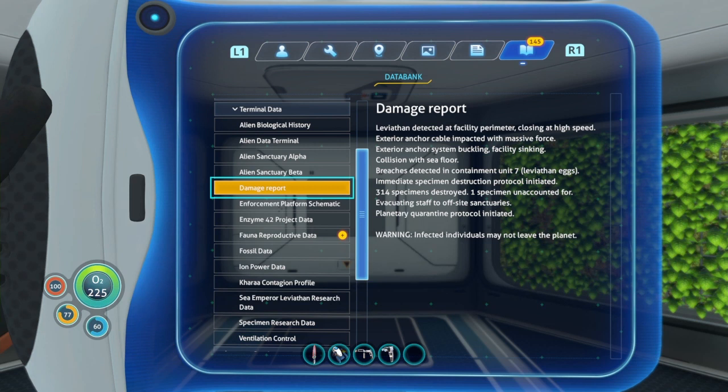Damage report. Leviathan detected at facility perimeter, closing at high speed. Exterior anchor cable impact with massive force. Exterior anchor system buckling. Facility sinking. Collision with sea floor. Breaches detected in Containment Unit 7, Leviathan eggs. Immediate specimen deconstruction protocol implemented. 314 species destroyed, 1 species unaccounted for. Evacuating staff to off-site sanctuaries. Planetary quarantine protocol initiated. Warning, infected individuals may not leave the planet.